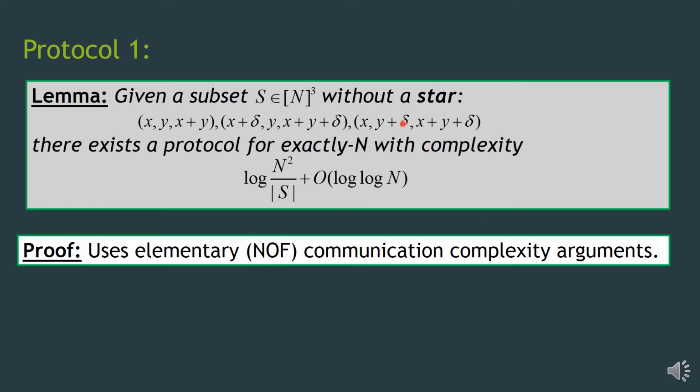So this is the first ingredient, using this lemma to reduce the problem of finding a protocol to only showing that it exists by showing that there is such a set without a star that is quite large. The proof of this lemma uses elementary number on the forehead communication complexity argument. You can find it in the book of Kushilevitz and Nisan, or go to their paper, Chandra, Furst, and Lipton. Of course, they were the first to define the number on the forehead model, so they needed and started to develop these elementary arguments.